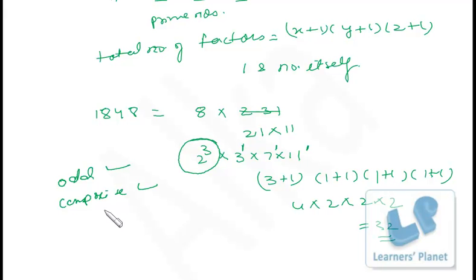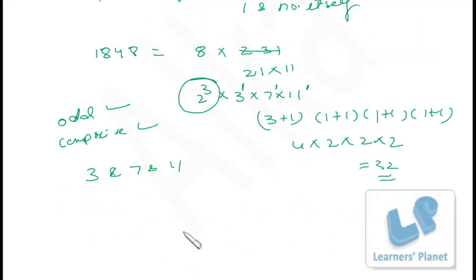Now we are left with 3, 7 and 11. The combinations of 3, 7 and 11 will also be factors of this. We have already calculated this in the number 32, but we have to find out how many of them will be odd and composite, right?